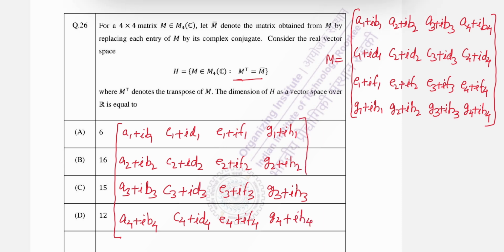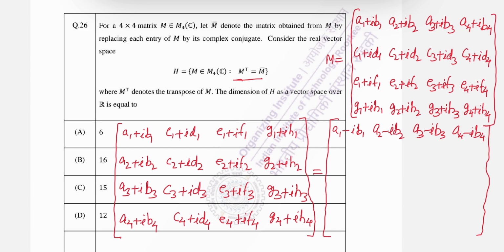Okay, now this is the transpose of M, and according to the relation given in the question, that equals the conjugate of M. So to get the conjugate, we have to replace iota with minus iota, and in doing so we have A1 minus iota B1, A2 minus iota B2, A3 minus iota B3, A4 minus iota B4, okay.